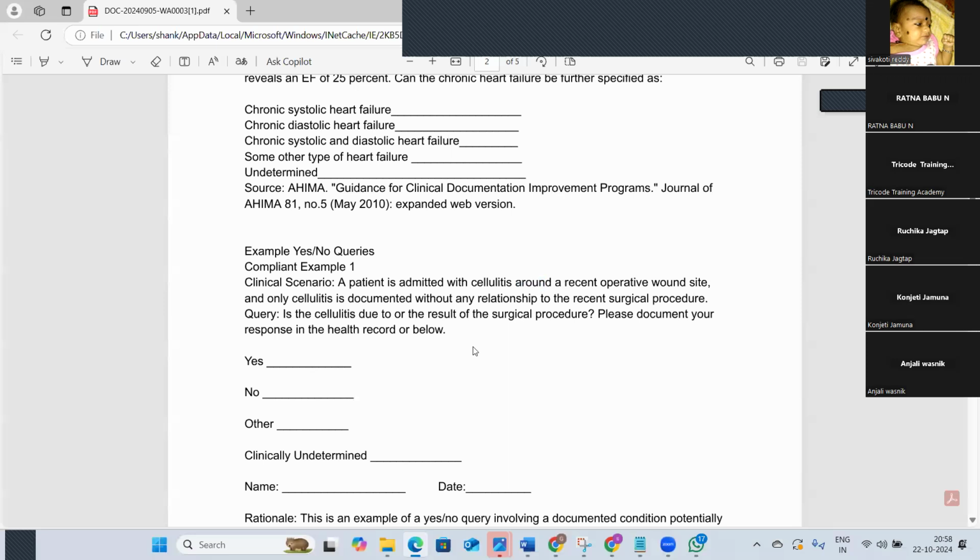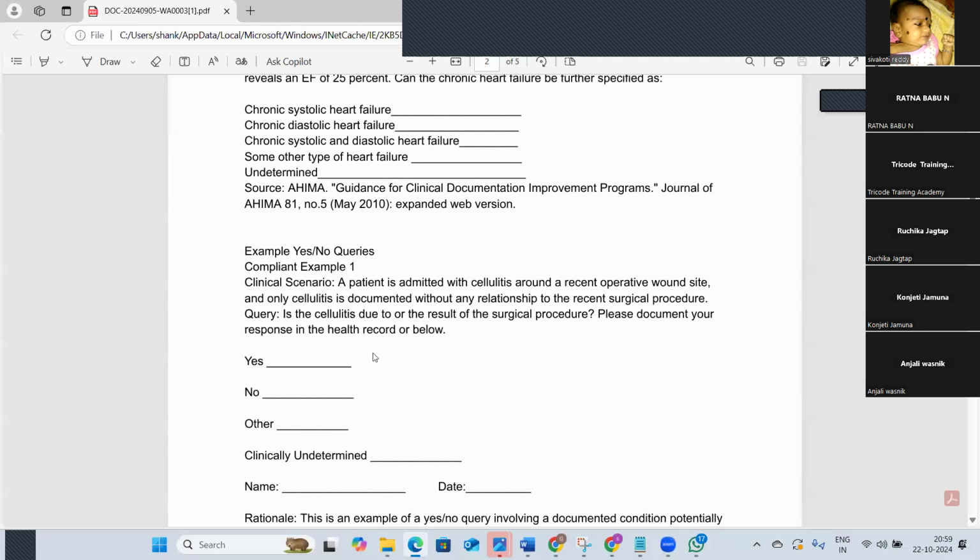So now our question: how will we ask the query? Is the cellulitis due to a result of the surgical procedure? Please document your response in the health record. Like this we can also use query options: yes, no, other, clinically unable to determine. You can give all these options.